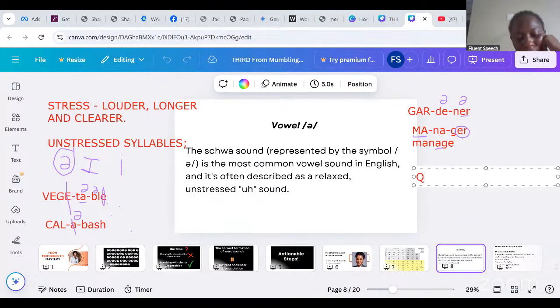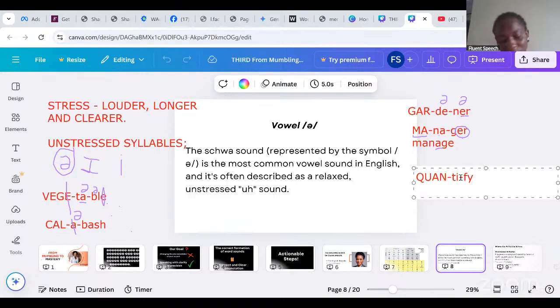So if I have the word quantify, or I have the word fatherly. So according to the rule, these 2 words have 3 syllables. One ends in FY, the other ends in LY. So the rule says you should stress the first syllable.